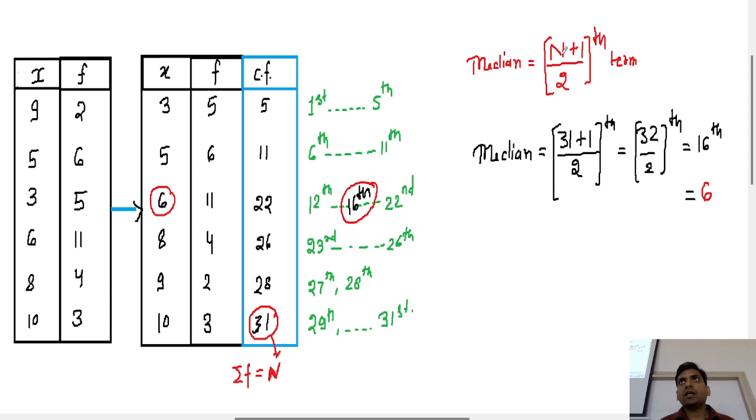And for discrete data, there is only one formula, that is n plus 1 upon 2th. N is what? 31. So we will put 31, 31 plus 1, that is 32 upon 2, that is the 16th. And we will search this 16th location in this. So for the 16th location, this is what? 6. So 6 is what? Median. Clear?